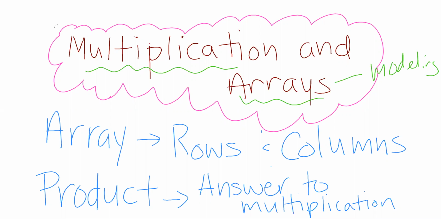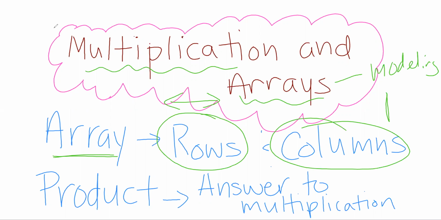So a couple things to break down. Again, just a quick reminder, an array is built up of rows, the things that go left and right, and columns, those are the things that go up and down. Another term I'll probably be using, just so we're aware of vocabulary, is product, and that's the answer to a multiplication problem. So if I ask, what's the product of 2 and 4? That just means 2 times 4, and then the answer, which would be 8. So the product is 8. That's what we have in store for today.